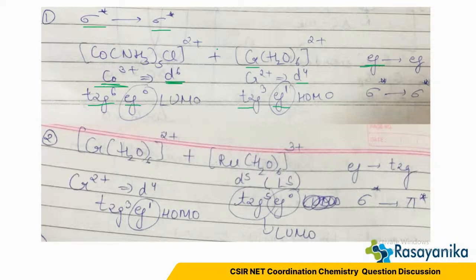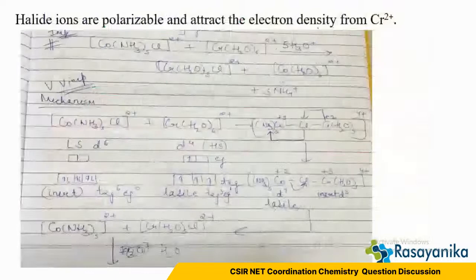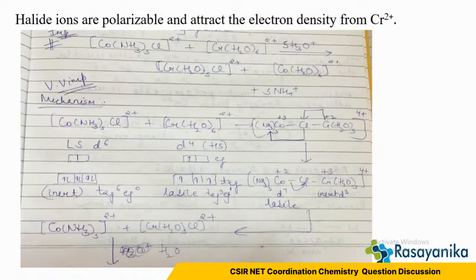Now this mechanism is very important in other aspects also. So you can see in detail here. This mechanism I've shown in detail. So this is one complex of cobalt 3+ and this is your chromium 2+, right? On adding 5 H3O+, we get this complex, chromium in the +3 oxidation state and cobalt in the +2 oxidation state. Okay, so these are basically redox reactions. The electron transfer is taking place. So this is an example of inner sphere mechanism.